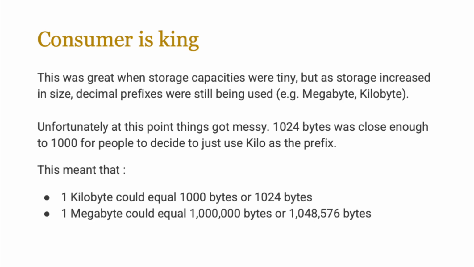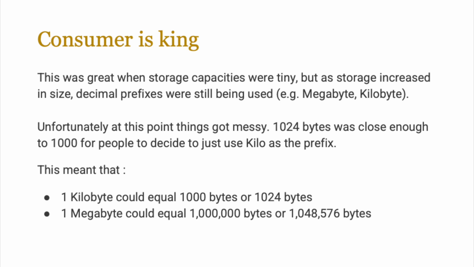And this was great when storage capacities were tiny, but as storage increased in size, decimal prefixes were still being used, which basically means megabytes and kilobytes were still very common. So a kilobyte could equal 1,000 bytes or 1024 bytes. The difference is very small. 1024 bytes was close enough to 1,000 for people to decide to just use kilo as the prefix. And when we went to a megabyte, 1 million bytes or 1,048,576 bytes were sufficiently close enough not to make too much of a difference.